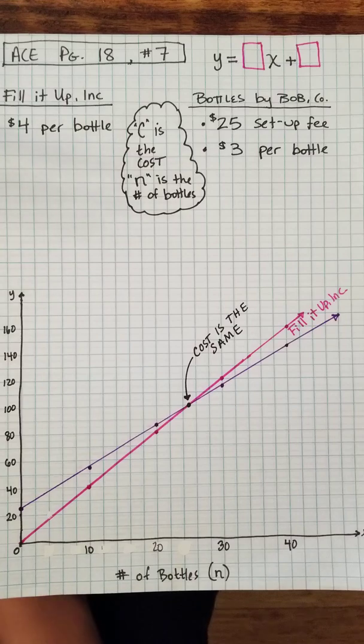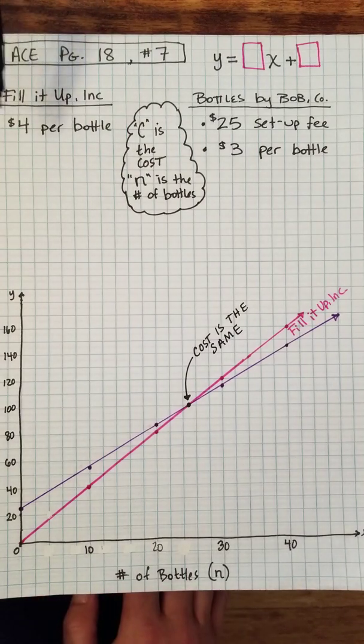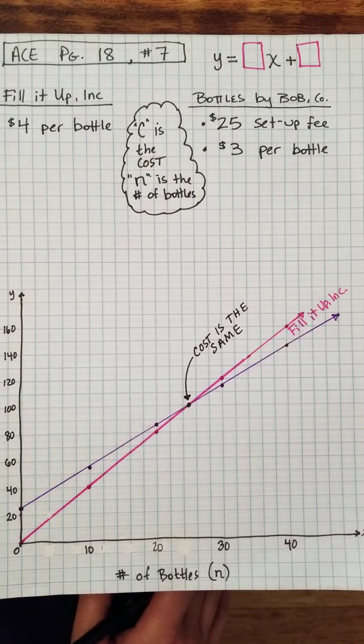Fill It Up Inc. charges $4 for every bottle that you buy. So if we were going to purchase bottles, we would know that if I was buying 1 bottle, it would be $4, 2 bottles would be $8, 3 bottles would be $12, and so on and so on. So every bottle you increase, the price goes up by $4.